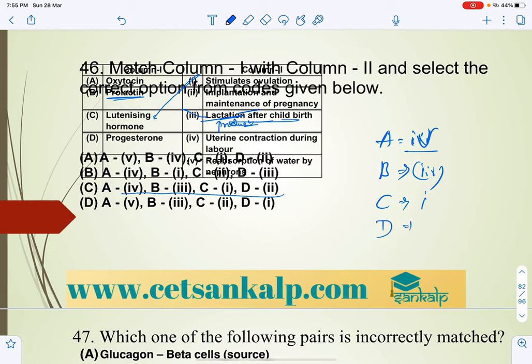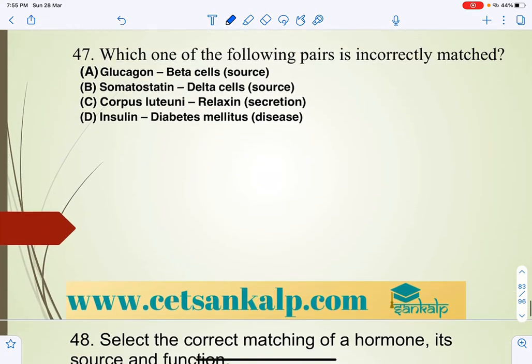And D, progesterone, so play a major role, right, in implantation and maintenance of pregnancy. That is what makes it the pregnancy hormone. Look here, A4 and B C1 D3. So the answer for that is C. So 46th, C is the answer.